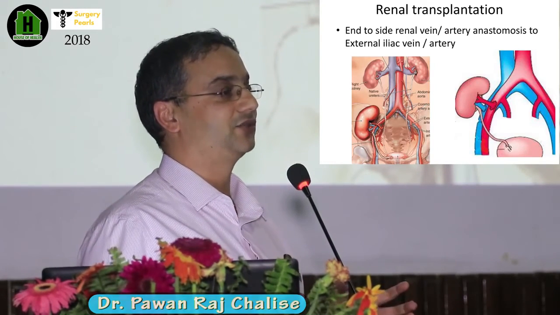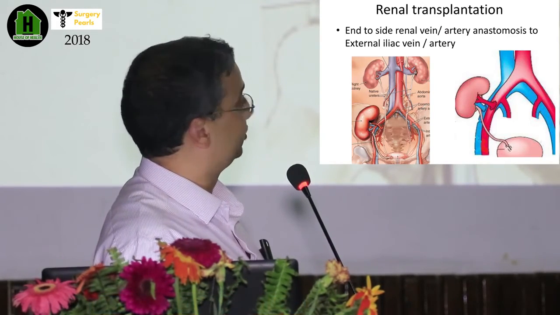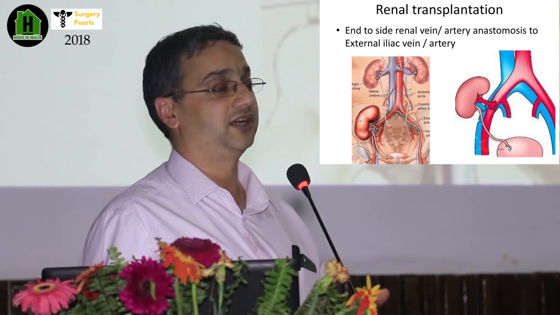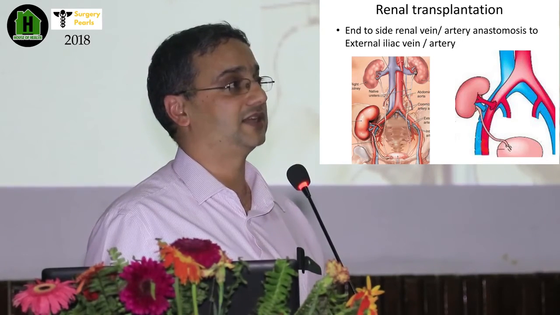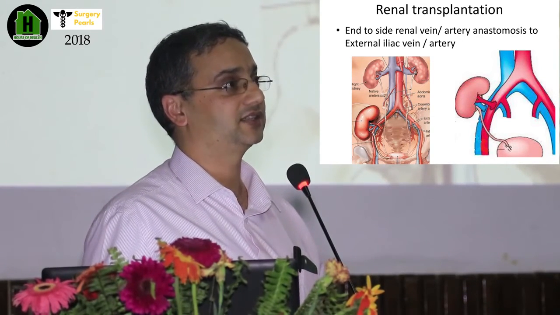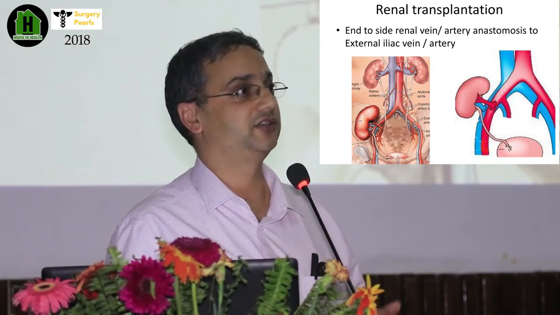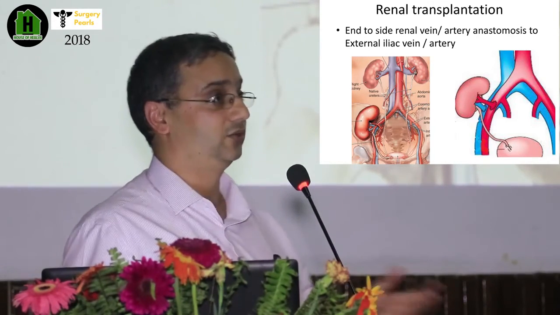I told you that we anastomose the renal artery to the external iliac artery and the renal vein to the external iliac vein. In some books, if you read them, they always mention that the artery should be anastomosed to the internal iliac artery. Yes, many people prefer the internal iliac; they choose it as the first option. They dissect and ligate it, and compromising one internal iliac artery is not a problem. But we are doing it to the external iliac.